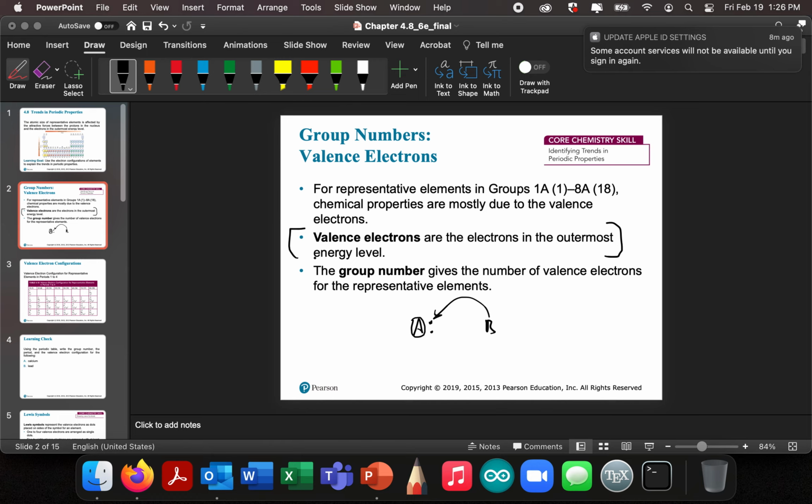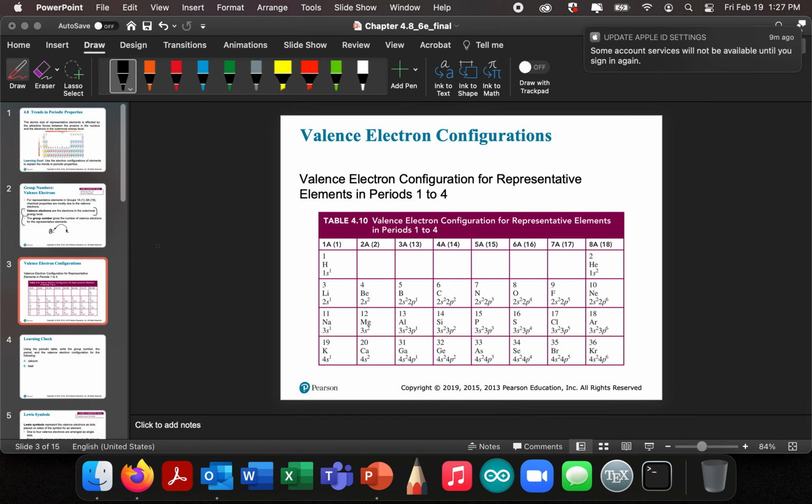All right. So the group number tells how many valence electrons, or how many electrons, are in the outer shell. We've seen that a couple times. Perhaps now it's becoming a little more obvious. So let's look at the valence electron configuration for each of these atoms. Hydrogen doesn't have any inner electrons. It only has 1 electron, and it's in its outer shell, so its valence electron configuration is 1s1.